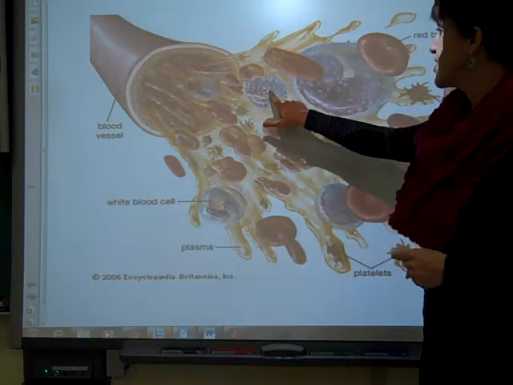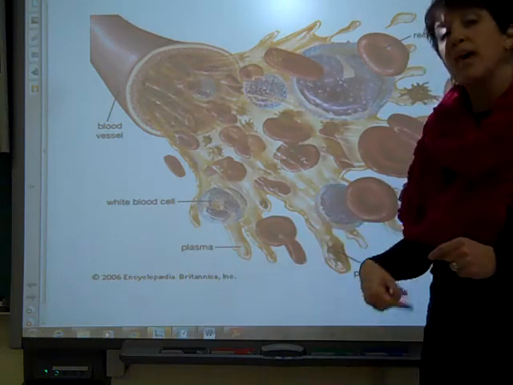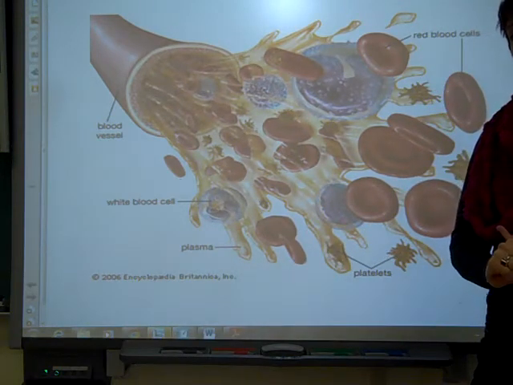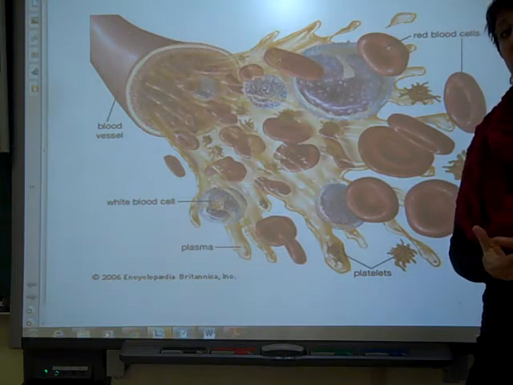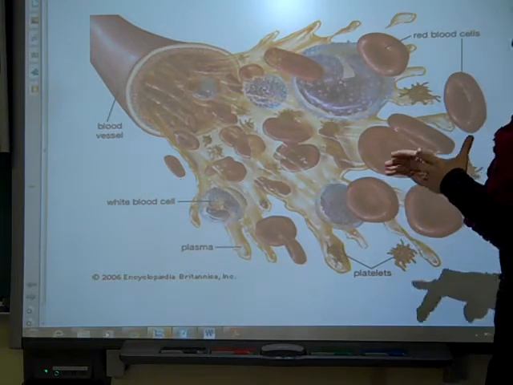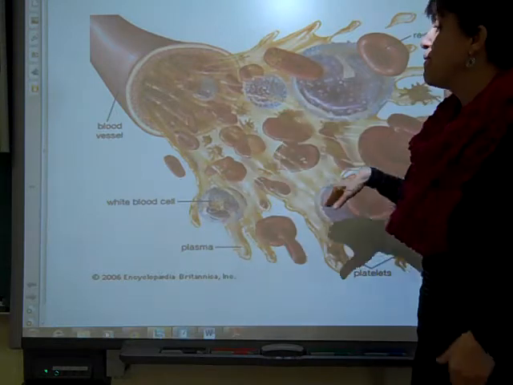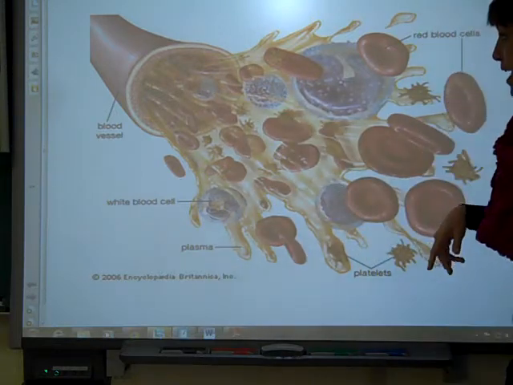These very large cells are white blood cells, and when we do the immune system, we're going to talk about B cells and T cells. We're going to talk about macrophages, neutrophils, natural killer cells. Any of these cells make up lymphocytes or white blood cells in your body.